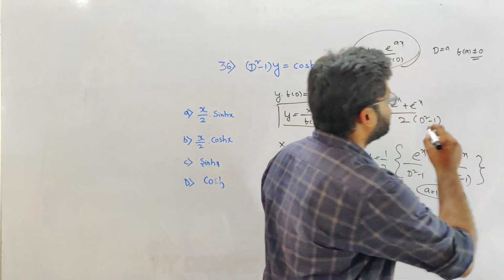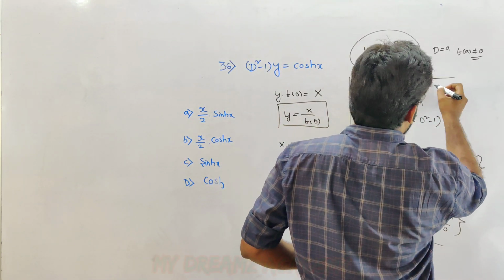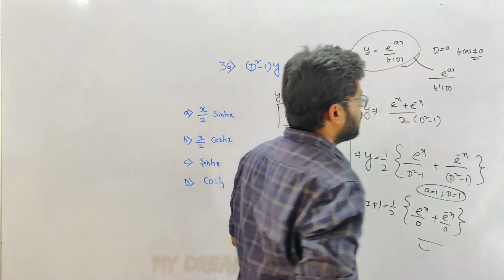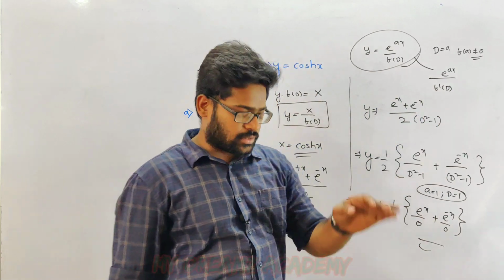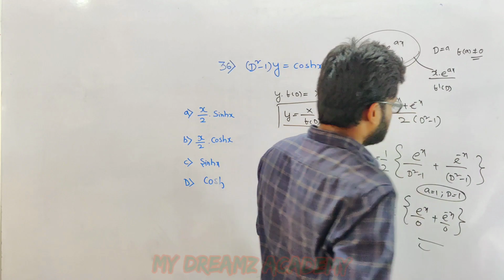If it is 0, what do we need to do? We need to go for the next step, that is f dash of d. e to the power of ax, as it is you have to write. In the denominator we have done the differentiation. For the numerator also we need to do the compensation, that is multiply with x.